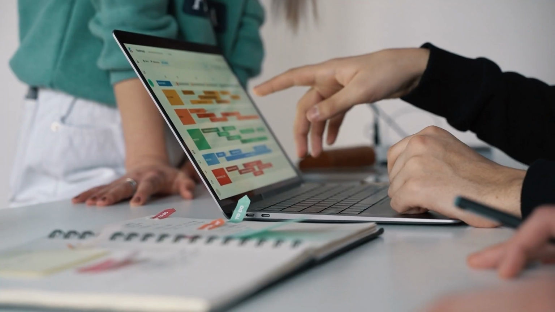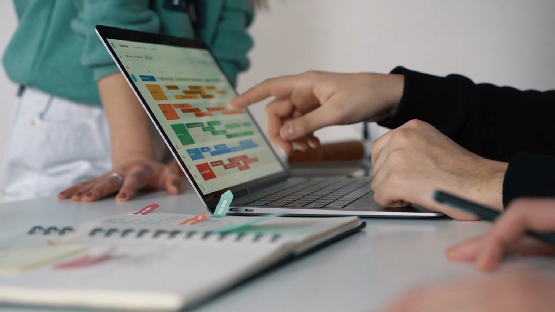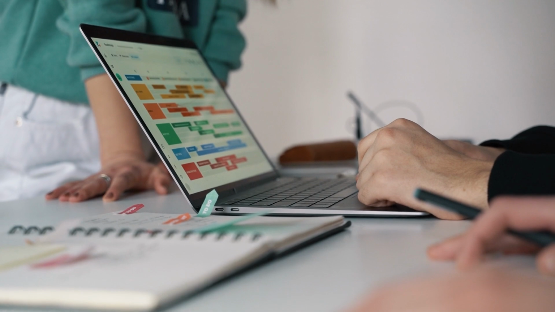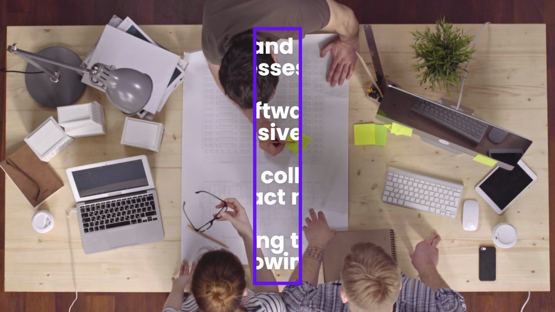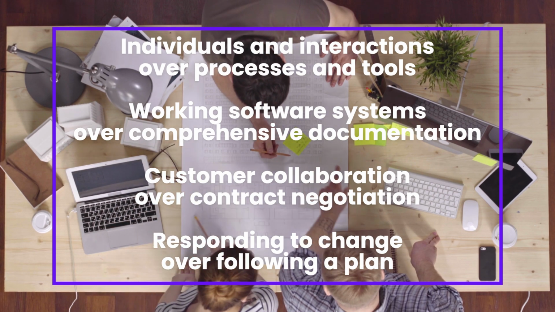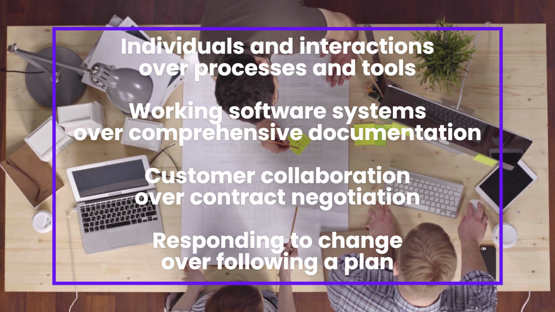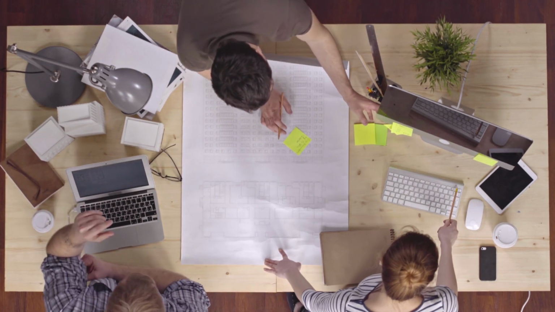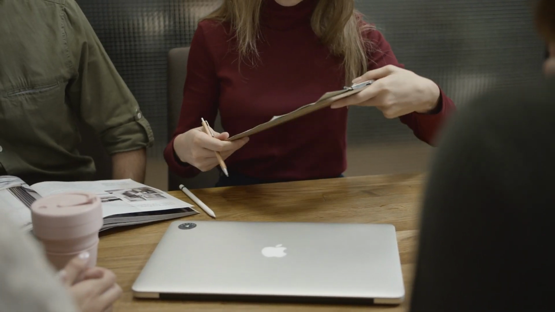So the Agile manifesto was codified in 2001 in Snowbird by Scrum, XP, and DSDM practitioners. The Agile manifesto includes individuals and interactions over processes and tools, working software systems over comprehensive documentation, customer collaboration over contract negotiation, responding to change over following a plan. These values are at the core of why Agile works and continues to be used on projects with high uncertainty today. Now let's talk about the sprints.